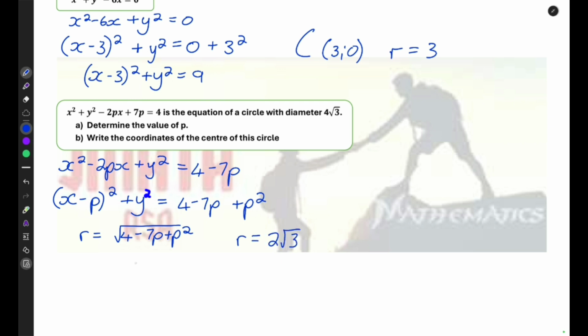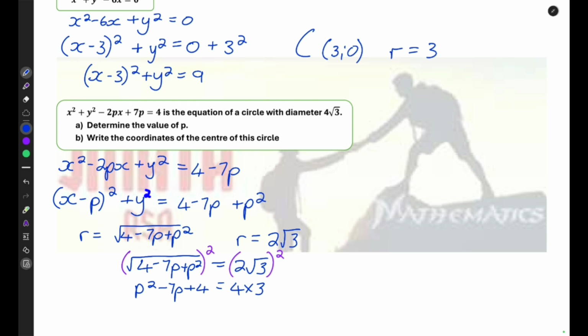Now I have two separate values for the radius, and to find the value of p, I can just make them equal to each other. So the square root of 4 minus 7p plus p squared is equal to 2 root 3. I do not like all these square roots, so I'm just going to square, but remember, I'm squaring the entire left and the entire right. This just cancels, so this is p squared minus 7p plus 4 is equal to 4 times 3, so that just gives me a 12. Then I can simplify and say this is p squared minus 7p, and then 4 minus 12 gives me minus 8.